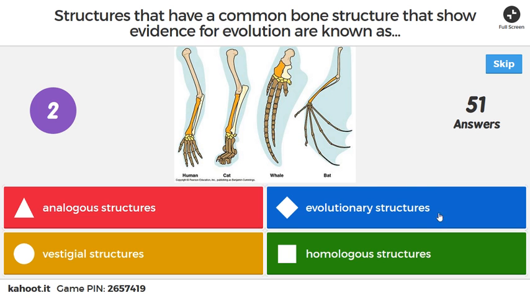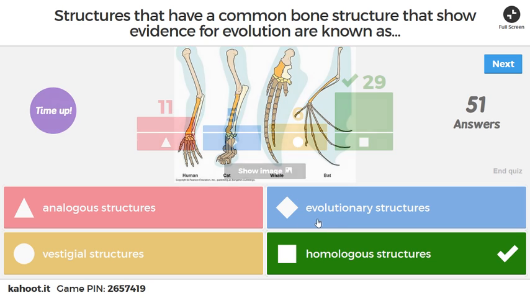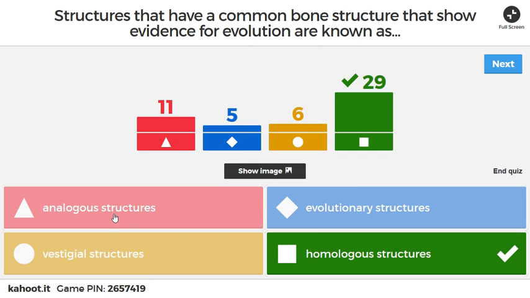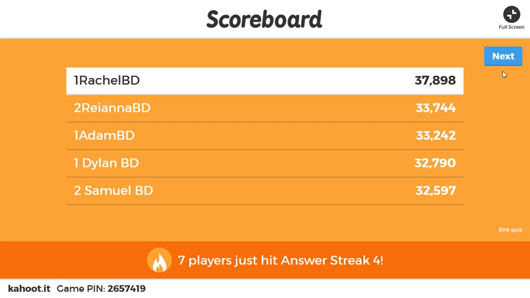Okay, so this one right here is going to be homologous structures, homo meaning the same. It's not evolutionary structures. Analogous structures do not show evidence for evolution. Those are simply structures that share a similar function but not a similar bone structure. Vestigial structures are smaller structures that no longer serve a purpose, such as your appendix or wisdom teeth or tailbone. All right, a couple more, and then we're going to go ahead and call it.